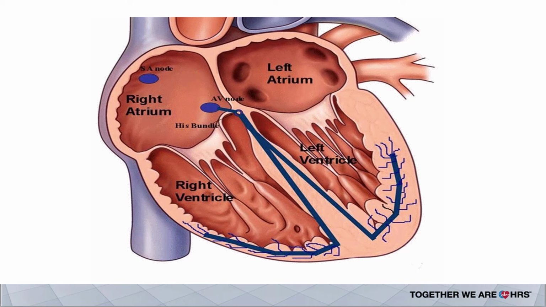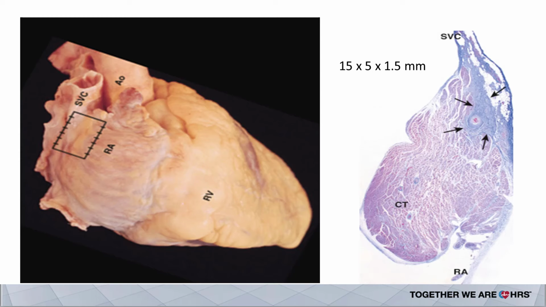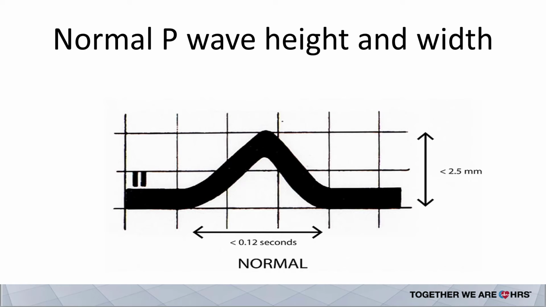As we all know, the sinus node is the pacemaker of the heart. It lies at the junction of the superior vena cava and the right atrium, and the impulse depolarizes the right atrium first, then the left atrium. What we can see is that if a focal atrial focus is firing, it can arise from any site in the atrium. Here is the embryology of the sinus node. The sinus node is an oval structure, 15 by 5 by 1.5 millimeters. It is a subepicardial structure.